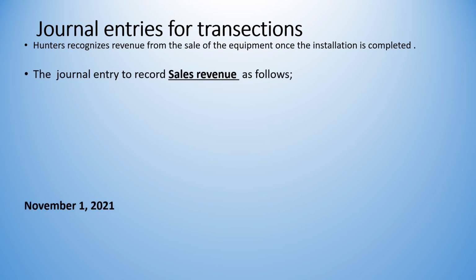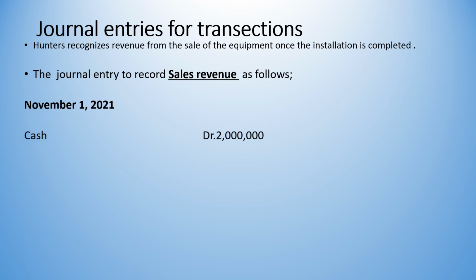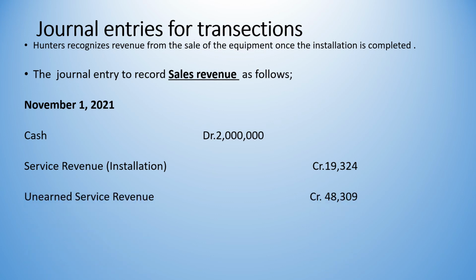So let's see how we are going to record the journal entries for the sales revenue. We can debit the cash account by 2 million and we can credit the service revenue for installation by 19,324, unearned service revenue by 48,309, and sales revenue for equipment as 1,932,367.